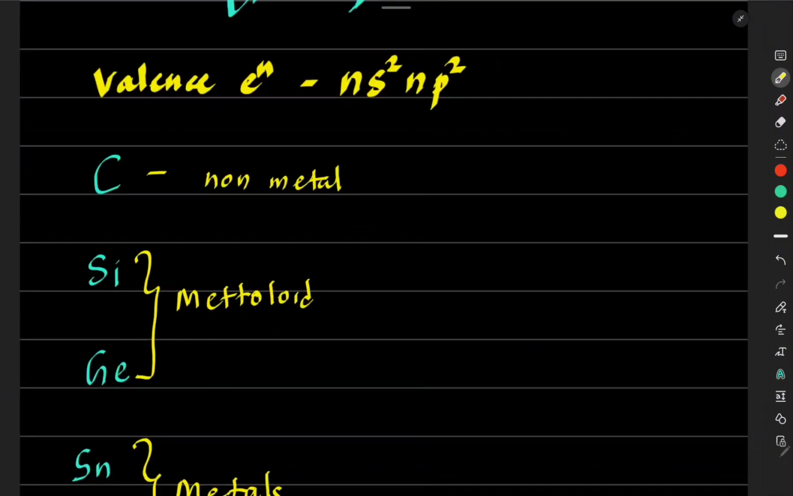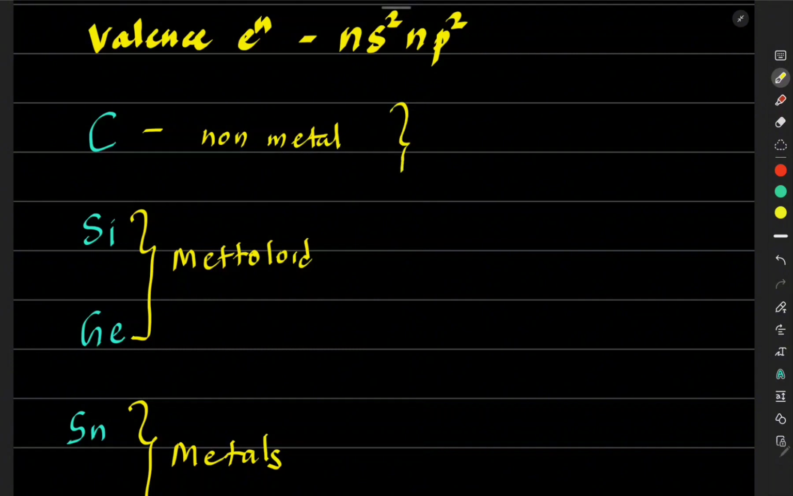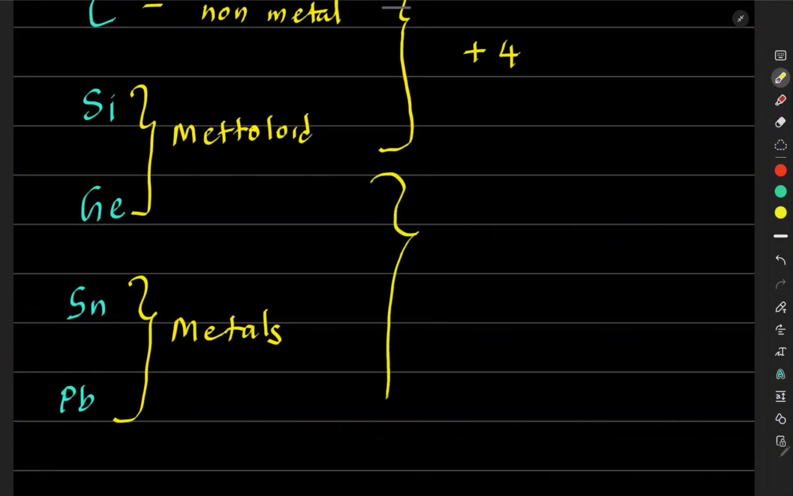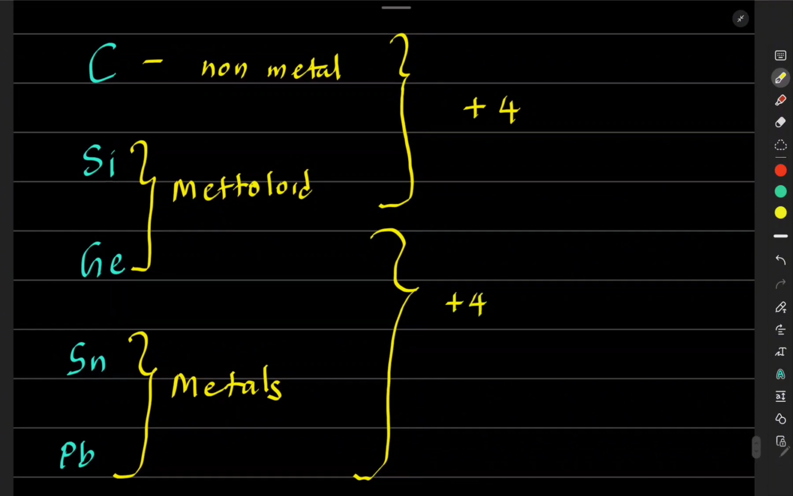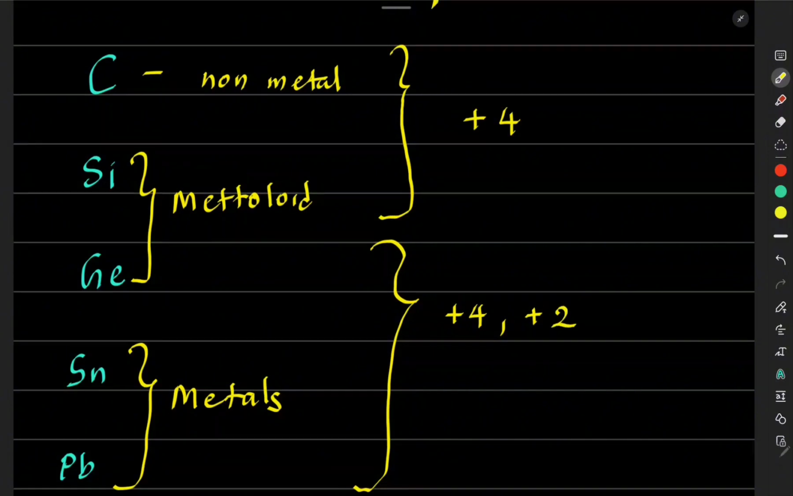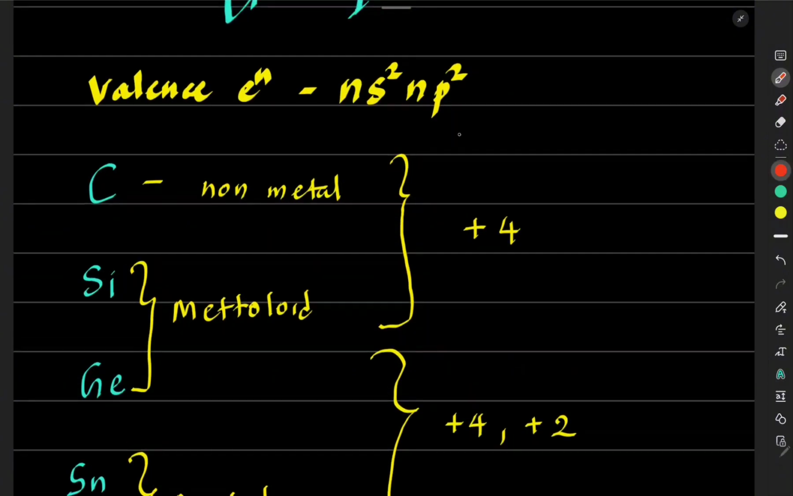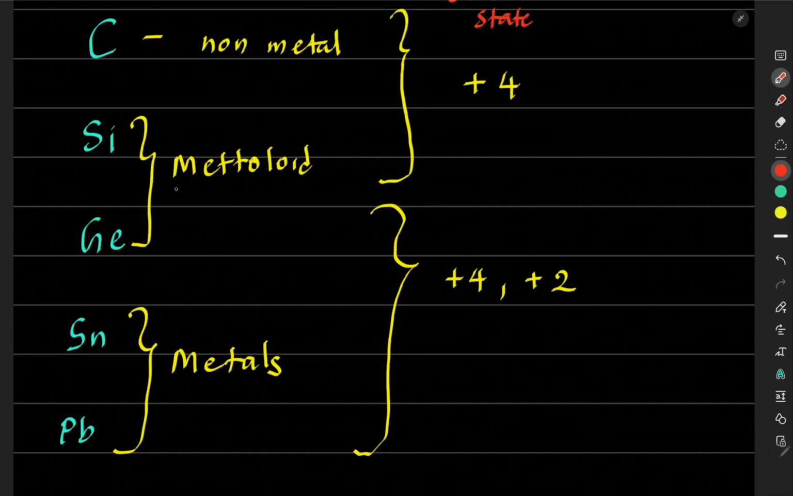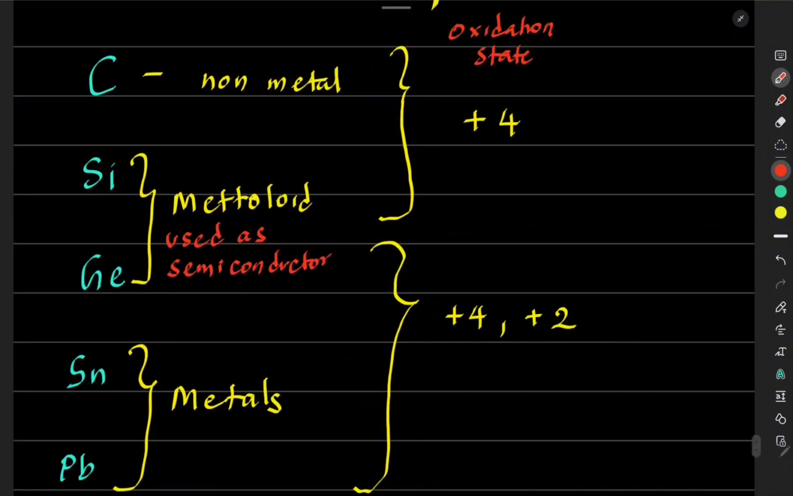In oxidation state, all of the elements show +4 oxidation state. And these elements show +2 oxidation state also. Okay, this is oxidation state. And also these metalloids are used as semiconductors. In physics, we learned this.